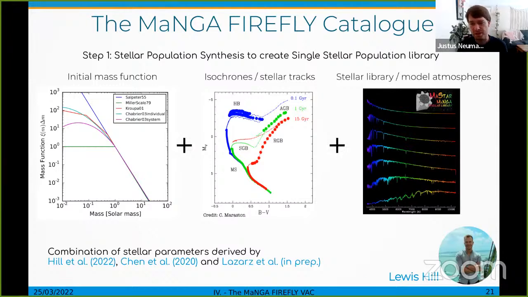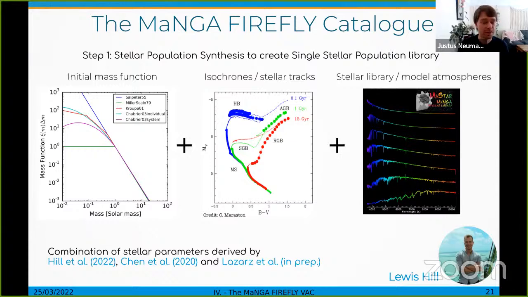And as an example, one of the libraries that we use is the MaStar MaNGA stellar library, which is observed with the same instrument as the MaNGA galaxies, which is very useful because you have all the same uncertainties, where you have the same wavelength coverage, the same resolution, and so on.